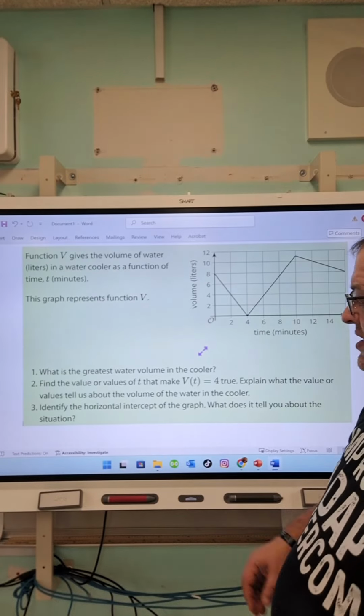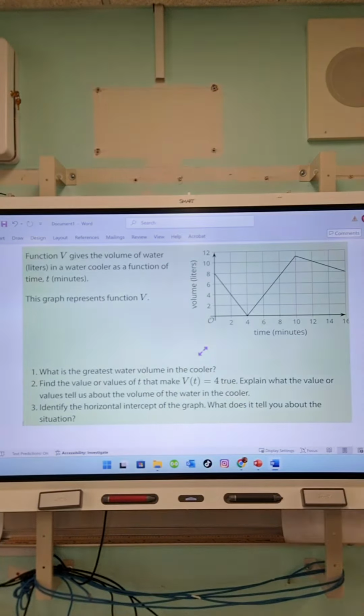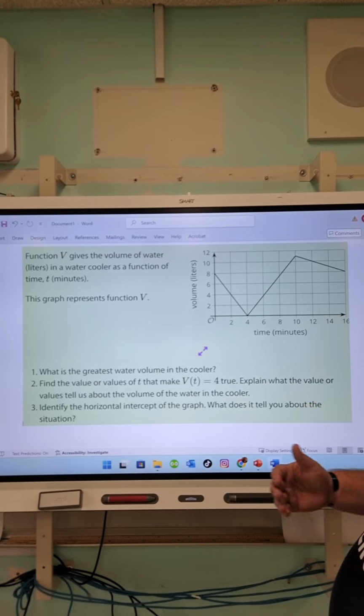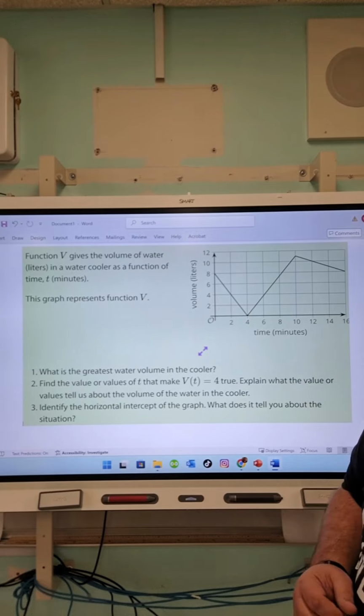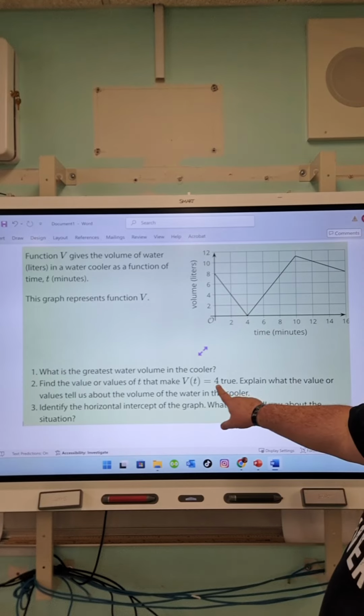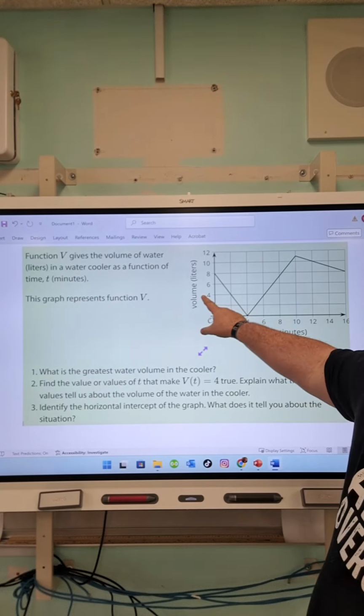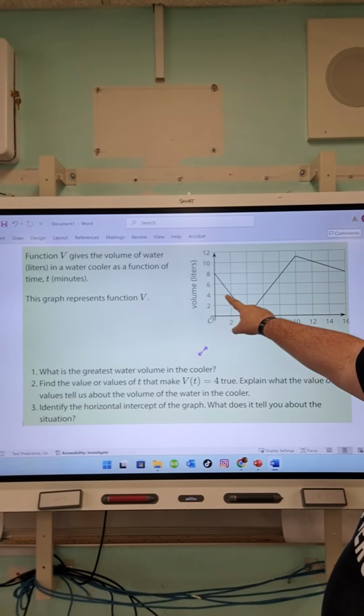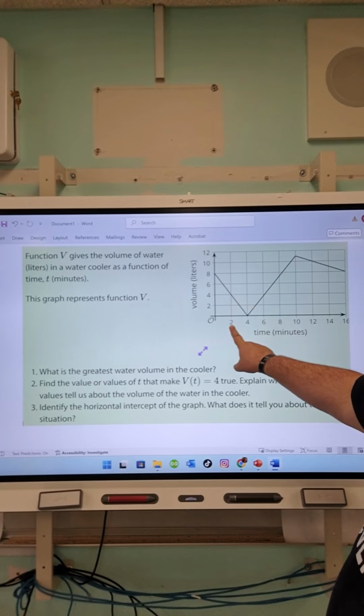Question number 2 asks us to find the value or values of t that make V of t equal 4 true, and explain what the value or values tell us about the volume of the water in the cooler. So it equals 4, that means that's our output, so that's 4 liters of water in the cooler. So I start at 4 on my y-axis and I go across until I hit the graph. And I see that I hit it when the time is 2 minutes. That means at 2 minutes, there was 4 liters of water in the cooler.